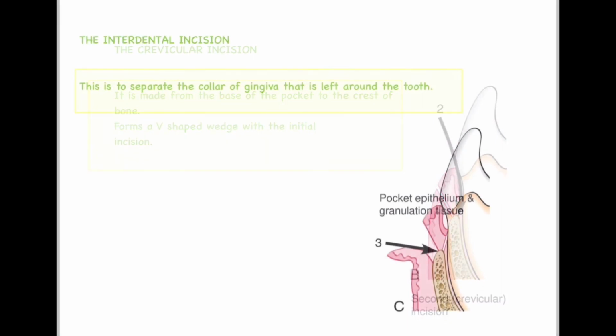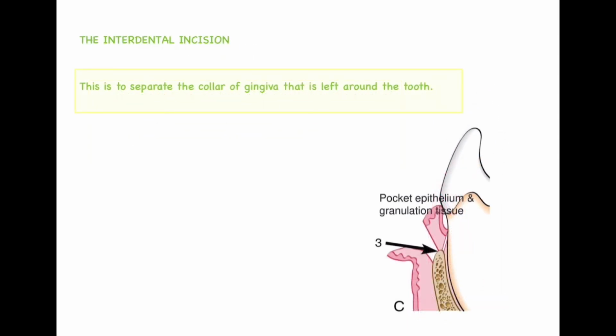Okay, so our third incision is the interdental incision. So the name itself indicates that interdental, मतलब क्या, दो दांतों के बीच में जो हमारी interdental papilla है हम ये incision वहाँ देंगे. Now in cases of papilla preservation flap we are not giving this incision. We only give horizontal, crevicular and a vertical releasing incision. Okay, so basically this interdental incision is used to separate the collar of gingiva that is left around the tooth.